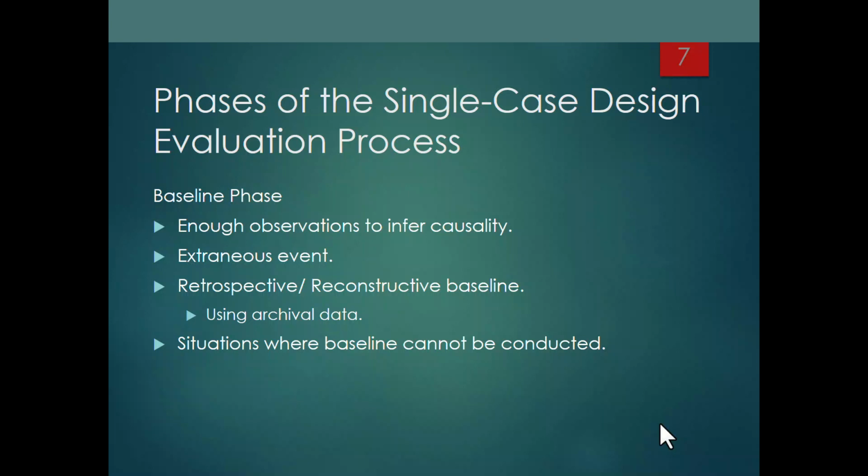So generally 5 to 10 observations are recommended during baseline. So in the real world, if you were out in practice actually doing a single case design, you would want to have at least 5 to 10 observations during the baseline phase. An extraneous event is one that occurs during baseline, resulting in a change in target behavior that cannot be attributed to the intervention. So anything that happens during the baseline that has nothing to do with interventions.